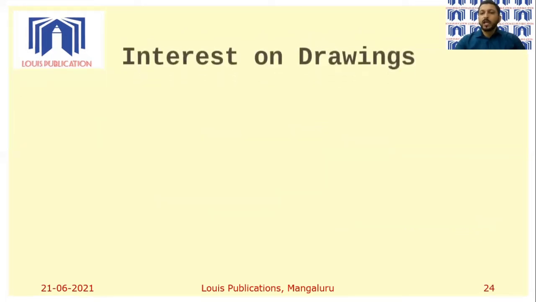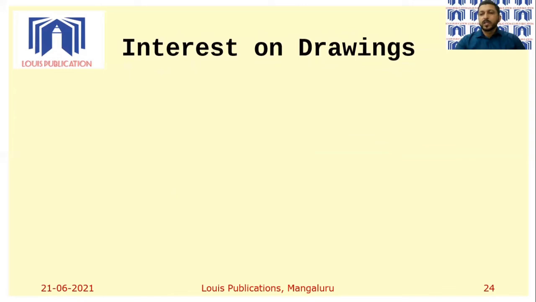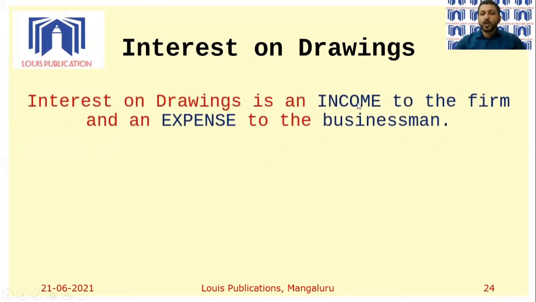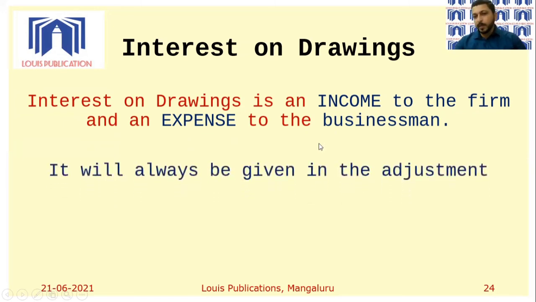Okay, let's move to the last adjustment, and that is interest on drawings. So let's go back to the concept. Businessman is withdrawing money from the business for his or her personal use. On that drawings, the business person is supposed to give interest. So for the firm, for the business, interest on drawings is an income. So interest on drawings is an income to the business and an expense to the businessman. Very important point: it is an income to the firm, and an expense to the businessman.